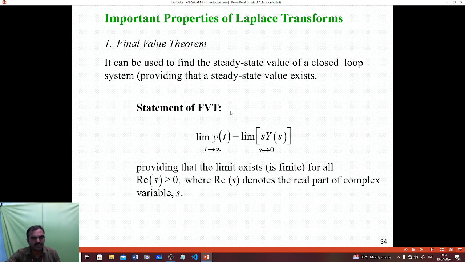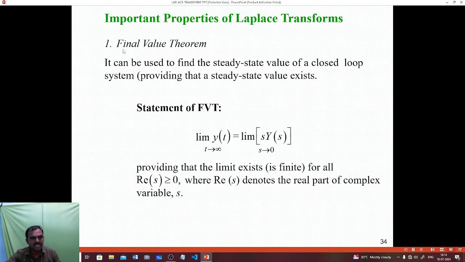Limit t tends to infinity, y of t, equals limit s tends to 0, s times Y of s. So in the function we apply, t is replaced by infinity. Then we get limit s tends to 0, s Y of s, providing that the limit exists and is finite for all Re(s) greater than or equal to 0, where Re(s) denotes the real part of complex variable s.